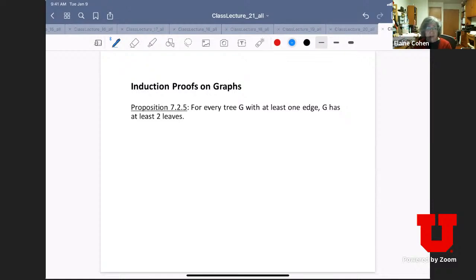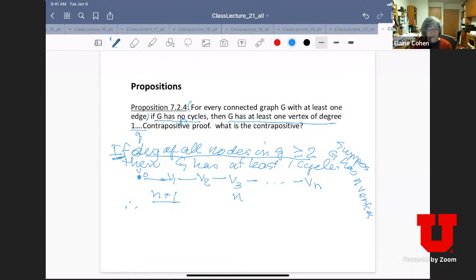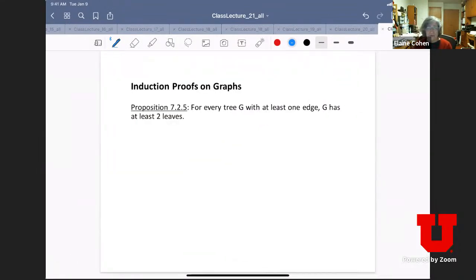What do we know? We know that the number of vertices with odd degree is even. Okay, so from proposition 7.2.4, if G is a connected graph with no cycles, then it has at least 1 vertex of degree 1. And we know a tree is a connected, simple graph with no cycles. So it has to have at least 1 vertex of degree 1. Now we know that the number of vertices of odd degree in a graph has to be even. So that means it can't just have 1 leaf. It has to have at least 2.